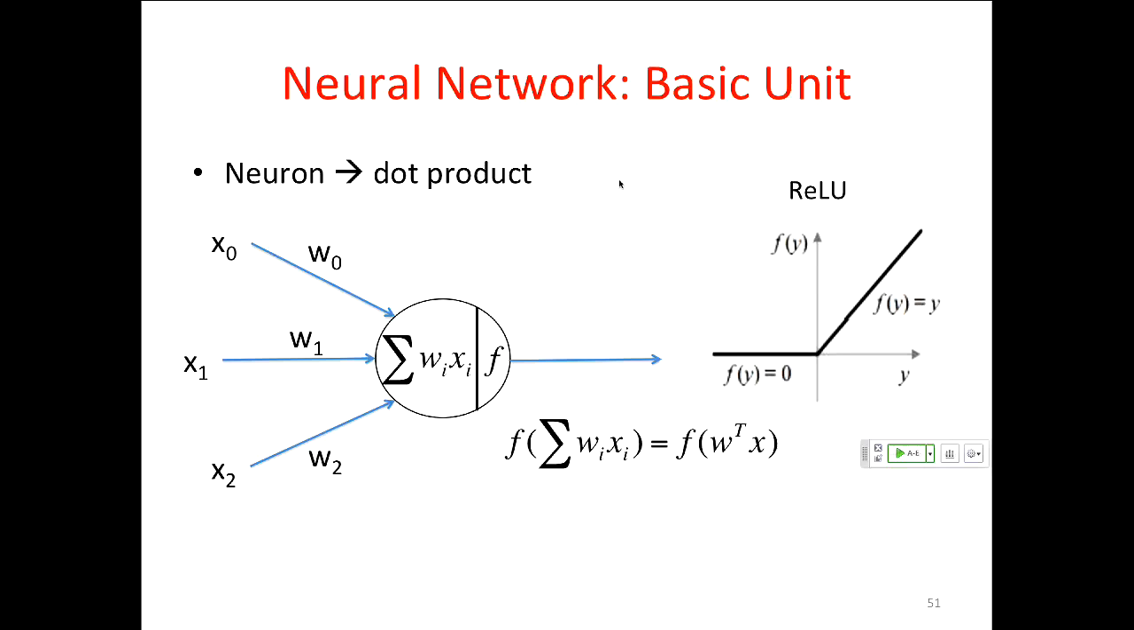And then we apply some kind of function, which is called the activation function. This is one kind, called the rectified linear unit. By applying this kind of nonlinear function, we believe that we can improve its accuracy. Please note that the weighted sum is actually a dot product here, okay?